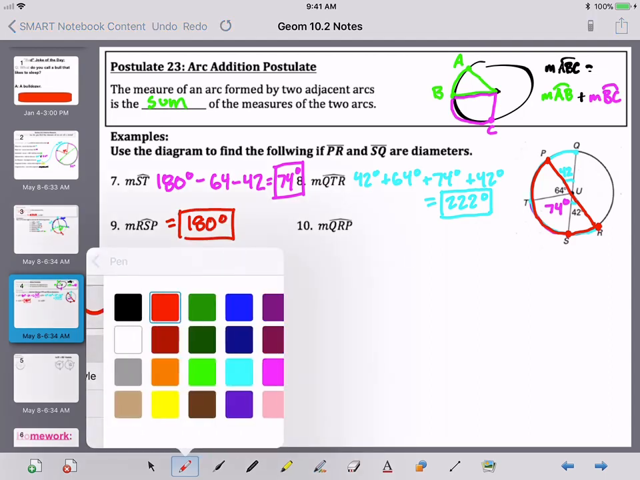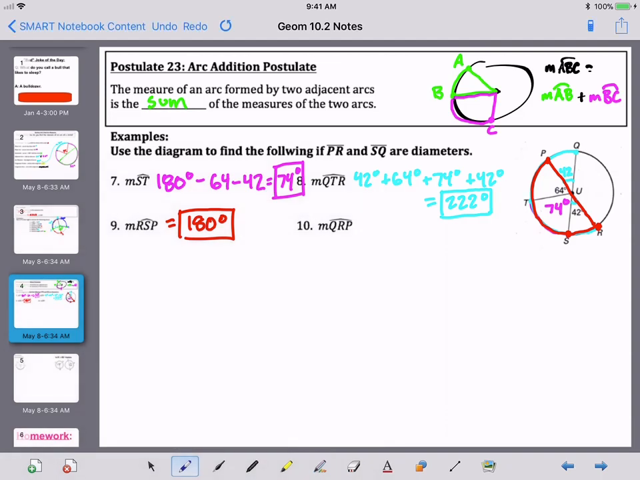All right, and then lastly, let's find the measure of arc QRP. So starting at Q, going through R, and ending at P, which is almost the whole circle. So, well, the whole circle would be 360 degrees. And then I'm just taking out that 42-degree measure in the middle. So I will be left with 318 degrees for that arc measure. Okay. Couple of more examples on the back that's going to involve a little bit more algebra.